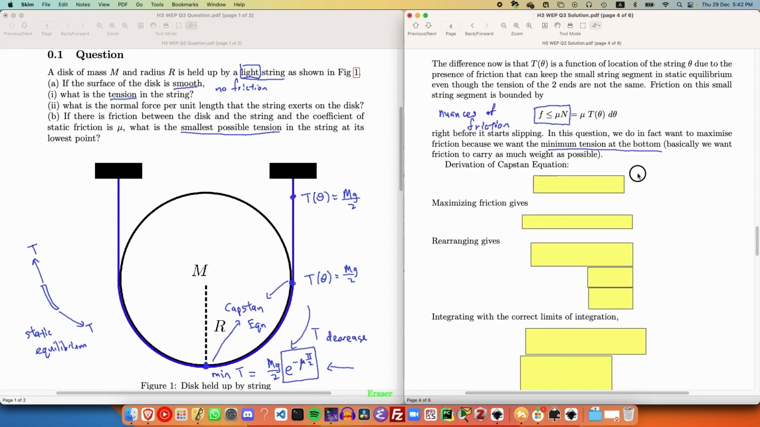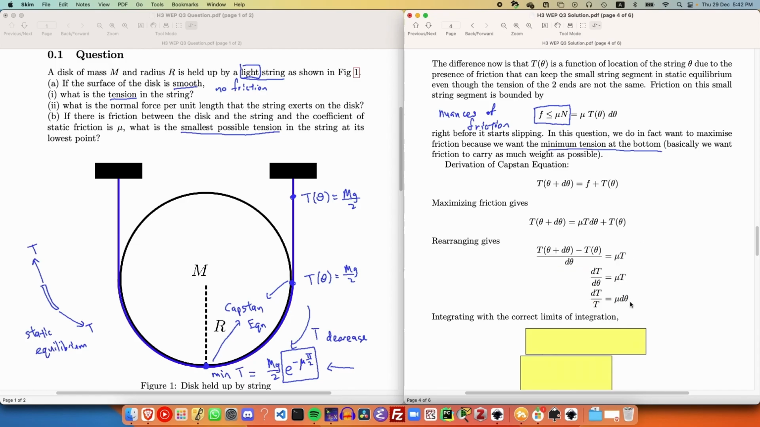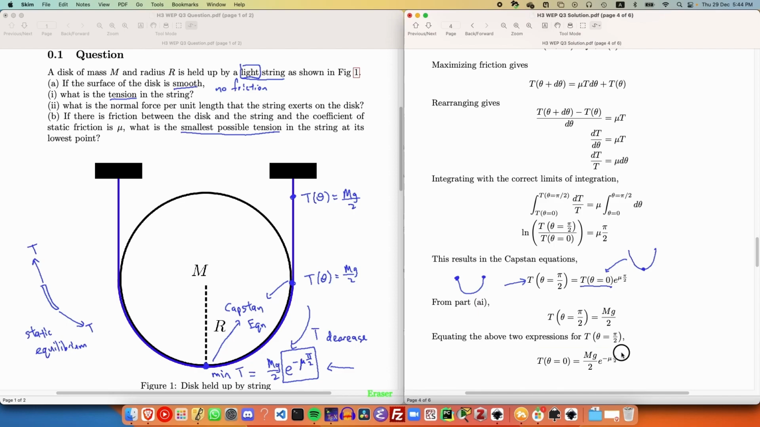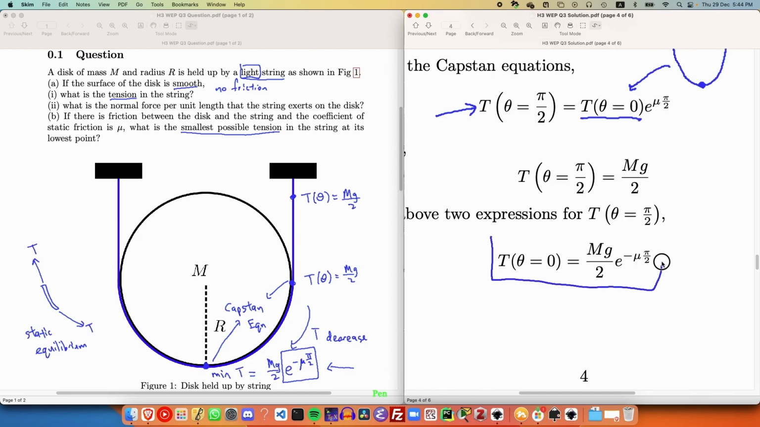So we maximize friction and balance forces to obtain this. Rearranging gives us a differential equation for T. Now we just need to integrate both sides with the correct limits of integration, and this will give us the Capstan's equation. This T of theta equals pi over 2 is the tension at the side of the disk, and this T of theta at 0 is the tension at the bottom of the disk. Now because from part 1 we know that the tension at the side of the disk is just mg over 2, then rearranging will give us the following value for the tension at the bottom of the disk. Hence, this is the answer we are looking for.